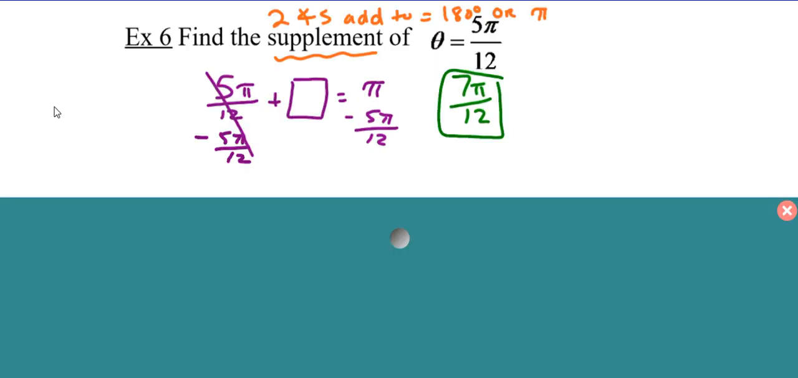Okay, so supplementary angles are when two angles add up to equal 180 degrees or pi. And so if they give us an angle in radian mode, we're going to say, okay, 5 pi over 12 plus some angle is going to equal pi. And we would subtract that 5 pi over 12 from both sides to get our answer.